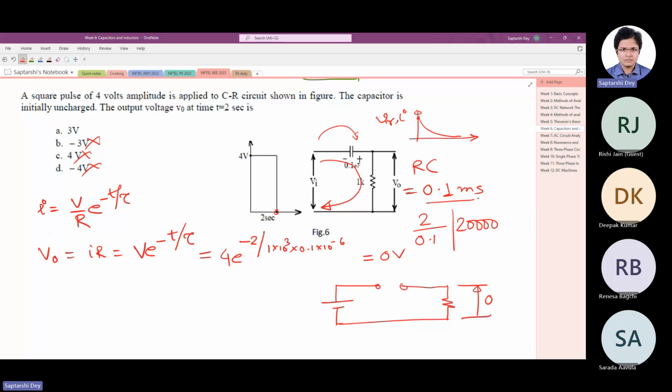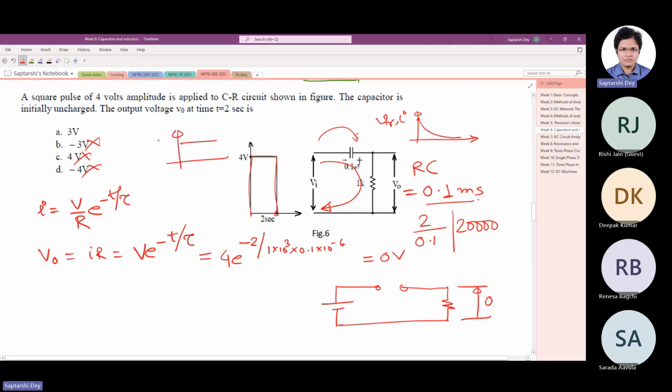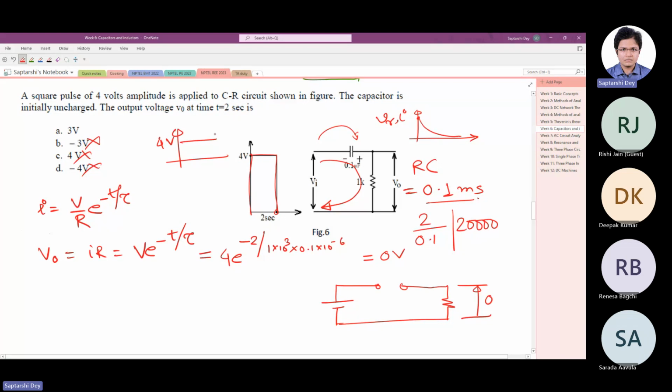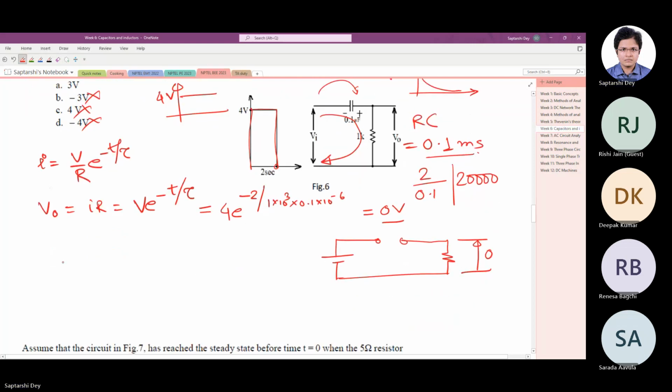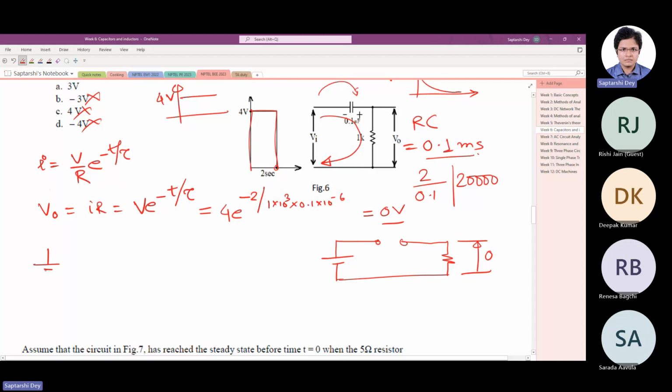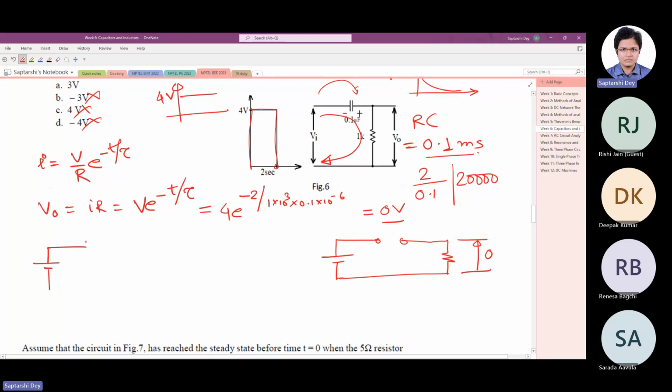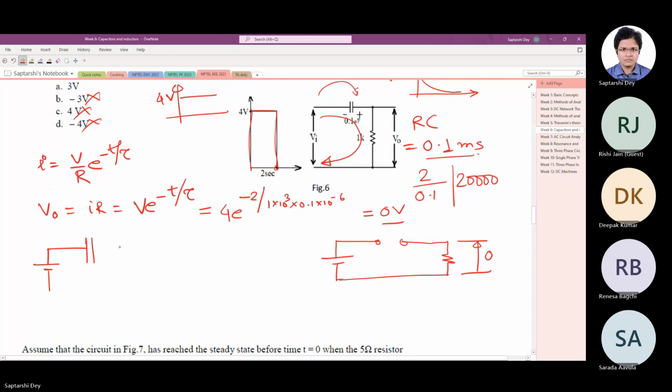Now there is something: it is not a step, it is a pulse. 4 volt comes, then at 2 seconds it is suddenly made zero, right? It's not a constant 4 volt. Had this been a constant 4 volt, then definitely this is zero. Now it is suddenly made zero. Then does that make any difference? We will see. This is going to be a little bit complicated. So if you have any doubt, make sure that you ask me.